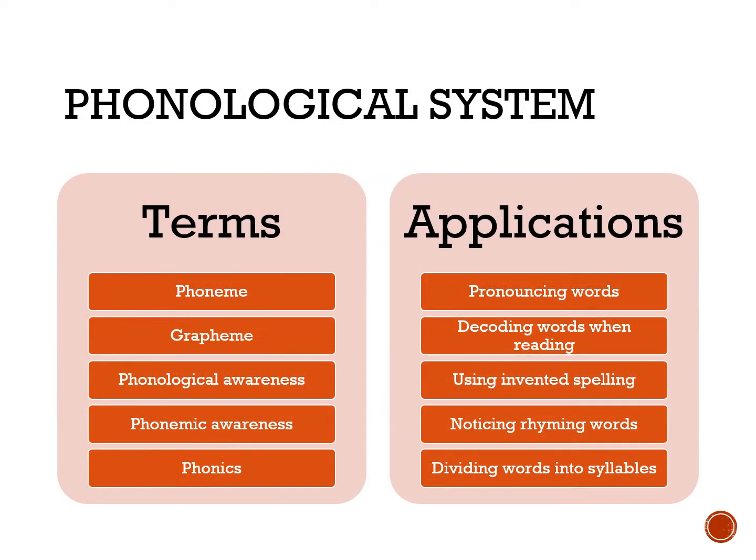The first cueing system is the phonological system. Based on the sound system of English, there are approximately 44 sounds and more than 500 ways to spell them. And these are the terms under the phonological system and their corresponding applications. So these are the terms the teacher should know so that they will be able to properly teach their students about this particular knowledge.